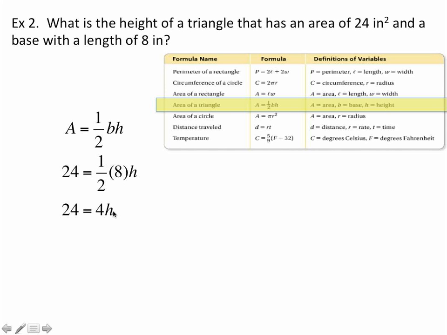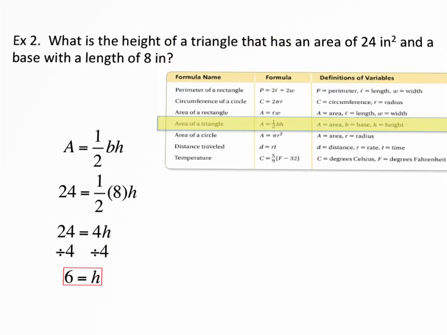Now I've got to get the h all by itself. So divide both sides by 4, and h is just 6. Okay? So pretty straightforward. They gave you a formula, and all you've got to do is plug in what you know, find out what you don't know.